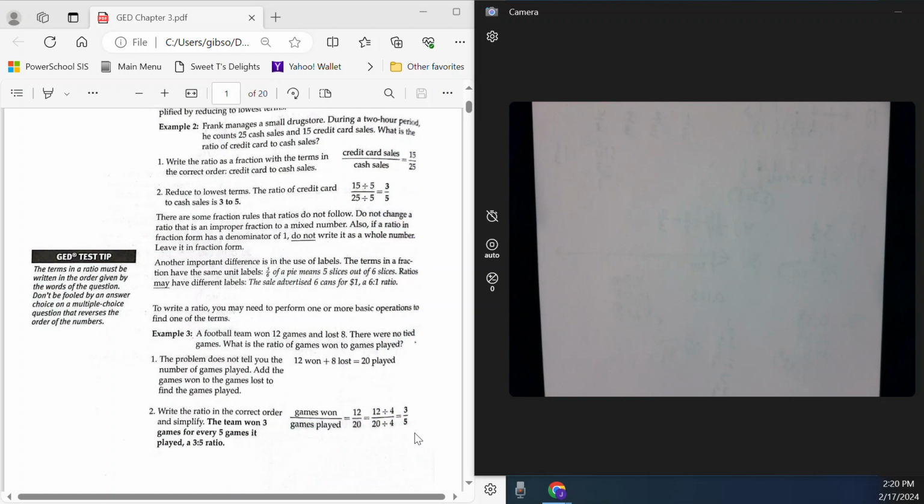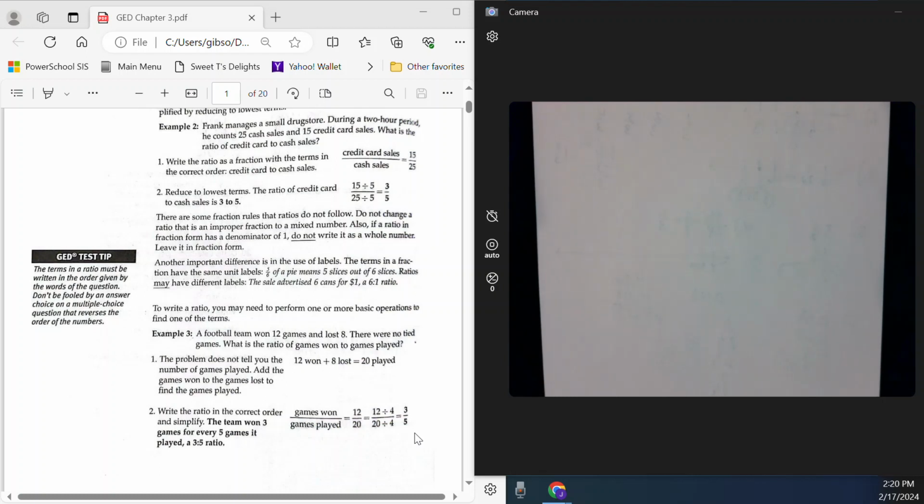Now, another important difference is in the use of labels. The terms in a fraction have the same unit labels. 5/6 of a pie means 5 slices out of 6 slices. Ratios may have different labels. The sale advertised 6 cans for $1, which is a 6-to-1 ratio. So it's 6 cans for every dollar.